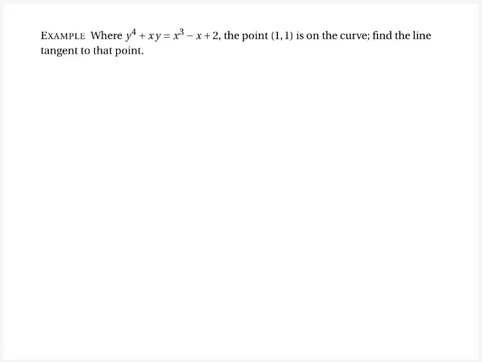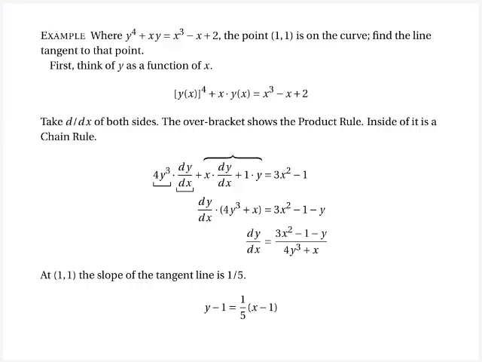It says, I got some crazy formula here. I don't know what this relationship between x and y looks like. Who knows? It says the point (1, 1) is on the curve. Find the tangent line. Okay, but we can do it because we can do the algebra. So we think of y as a function of x. There we go. Apply d/dx to both sides.